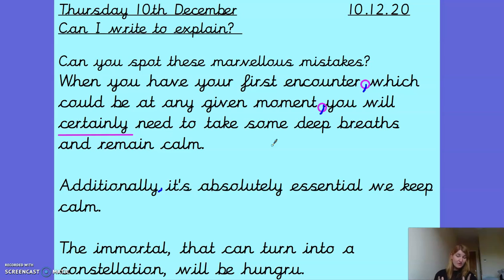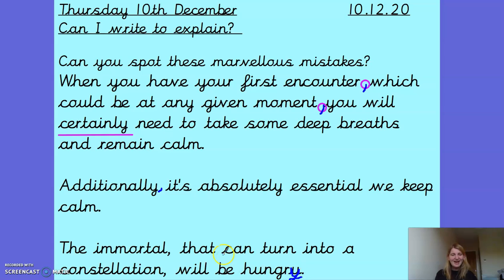Okay. Final thing then. So we've got "the immortal that can turn into a constellation will be hungry." Hungry. That was an accidental error. Maybe it's because I'm feeling a little bit hungry myself that I've got that incorrect. We know hungry ends in a Y.